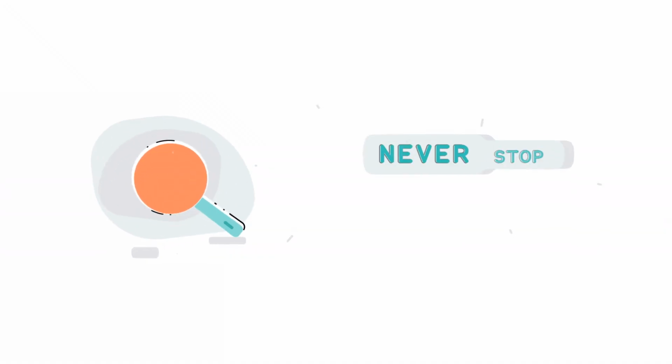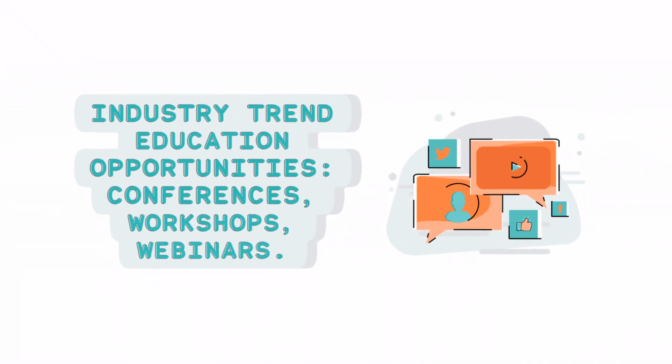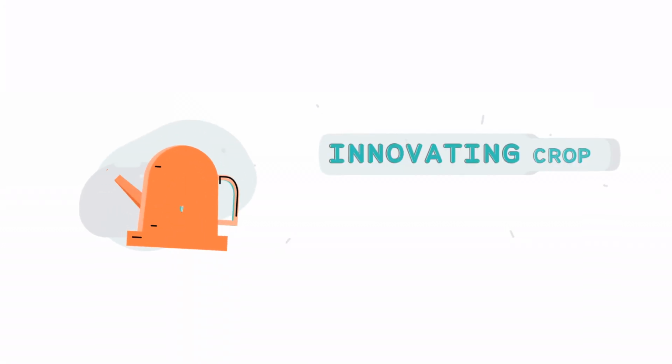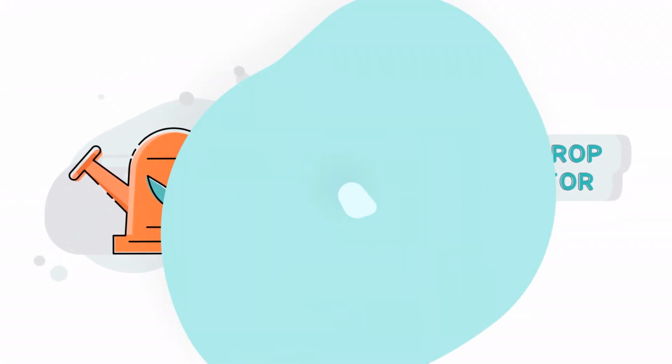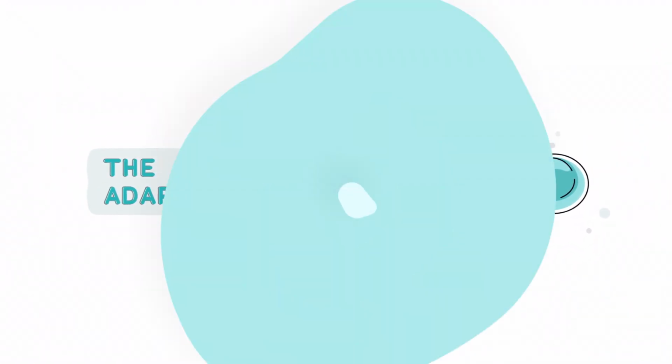7. Continuously learn and adapt. Stay informed about industry trends. Attend conferences, workshops, and webinars. Experiment with new crops or techniques. Innovate to improve efficiency and profitability. Be flexible and adaptable. Respond to changes in the market and weather conditions.